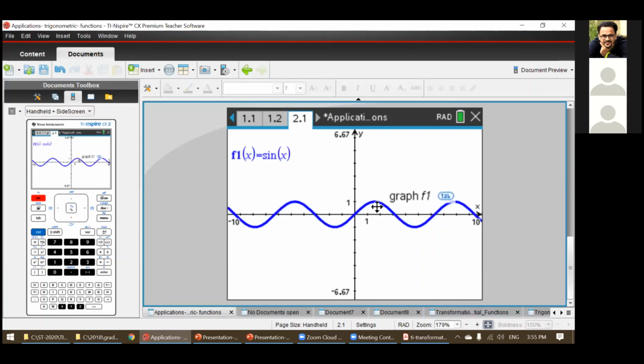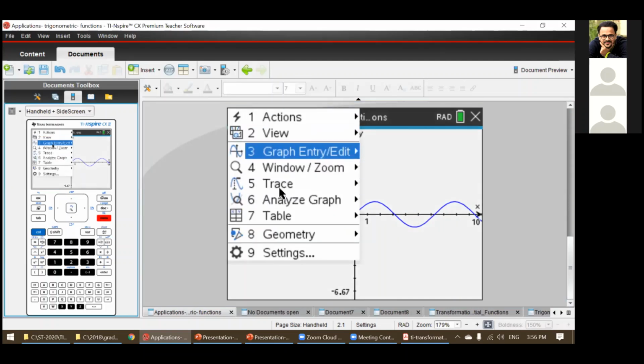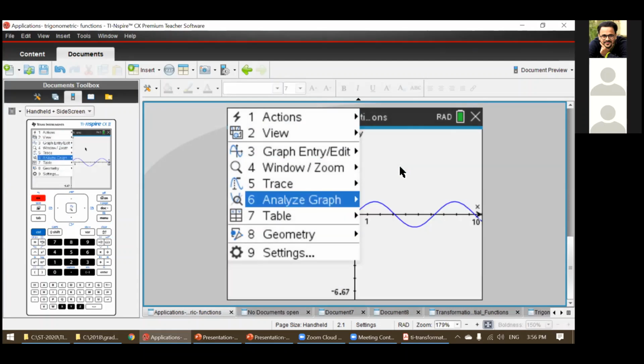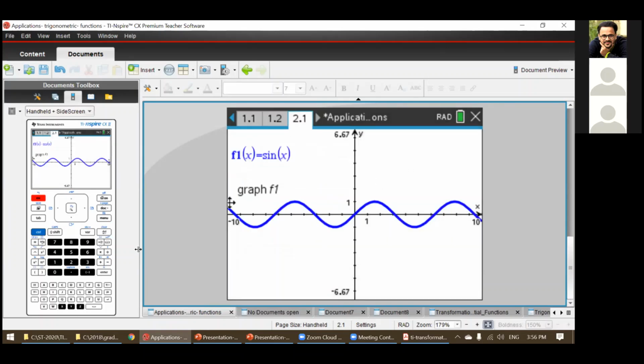And it is nothing but the average of the maximum and the minimum of the graph, all right? And how do you find the maximum and the minimum of such graphs? You can always go to menu, analyze graph, and you have your maximum, minimum options here, okay? You can also find intersections if the sine graph intersects any other graph using the analyze graph feature, okay?